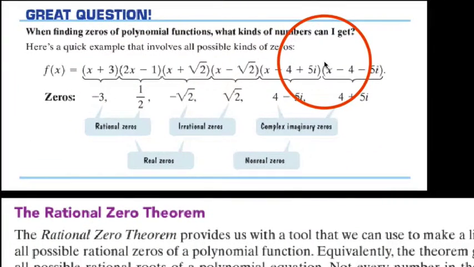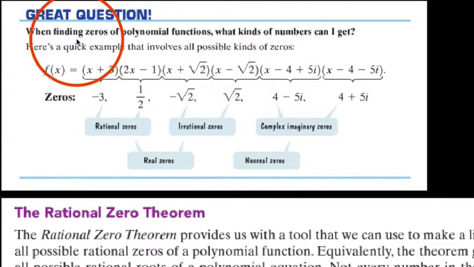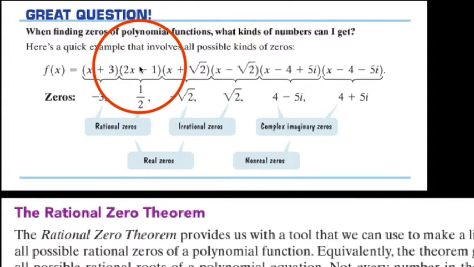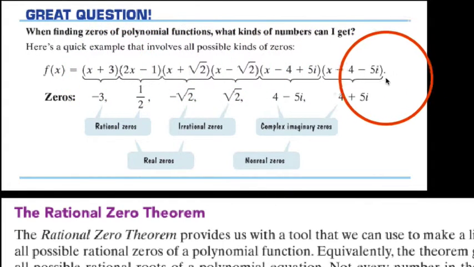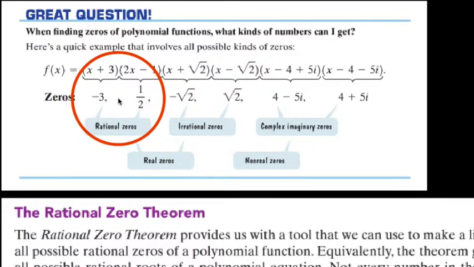Okay, YouTube, in this video we're going to be looking at how to find the rational zeros of a polynomial function. And before we do so, we're going to consider this. Reading here, it says, when finding zeros of polynomial functions, what kind of numbers can we get? And they provide this really good example here, in my opinion, looks like 1, 2, 3, 4, 5, 6 factors being multiplied together. And you can see the variety of different types of zeros that we can get here.